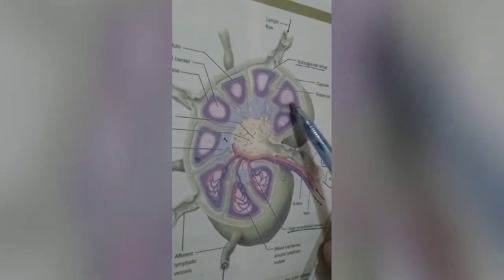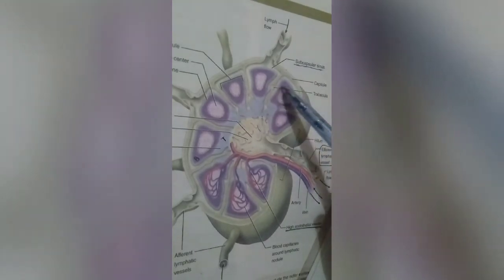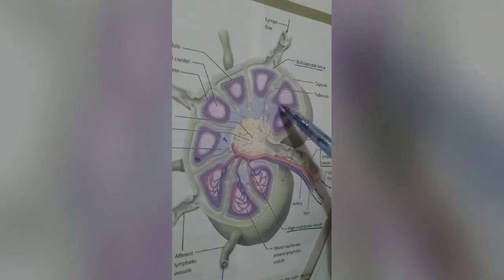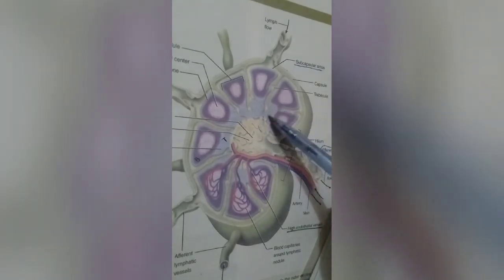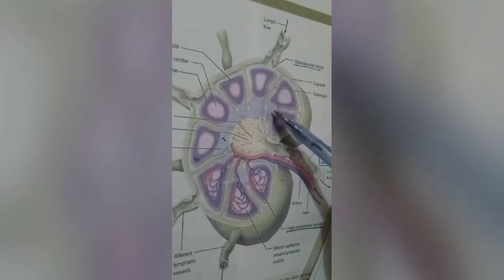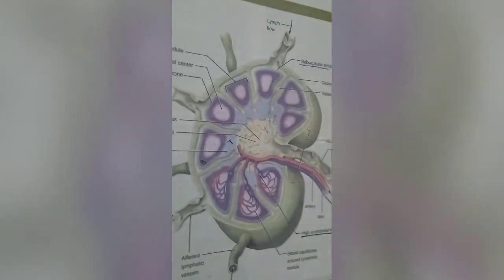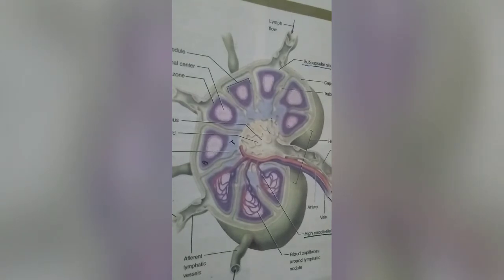The outer is the nodular cortex. Why is it called nodular cortex? Because you can see here they contain nodules. Therefore, it is called nodular cortex, but the inner region which does not contain nodules is called the paracortex. Now we will discuss the nodular cortex.